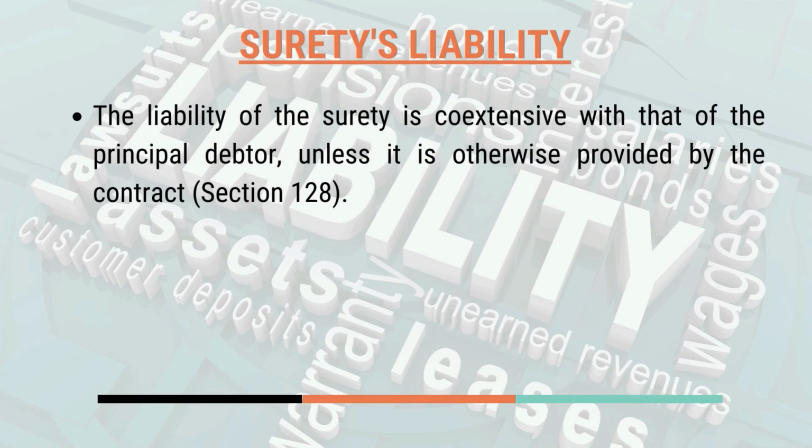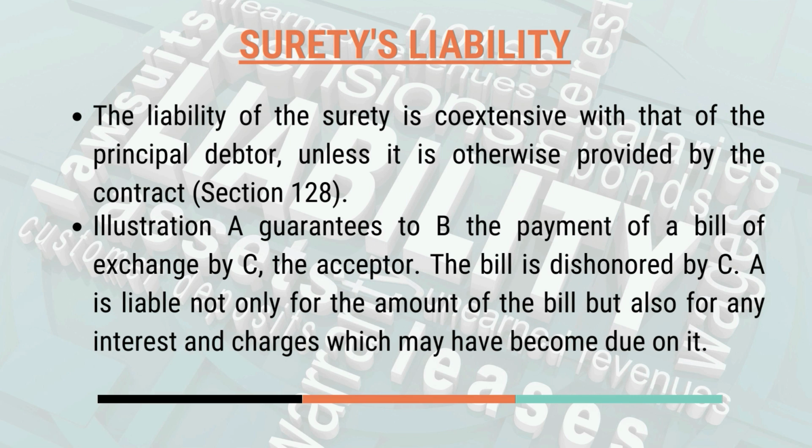So, liability of surety is coextensive with that of principal debtor unless it is otherwise provided by the contract. So, this is clearly mentioned under section 128 of Indian Contract Act 1872. So, when we talk of surety, we must know that these three parties are existing under the contract of guarantee. Let me take one illustration to explain this point.